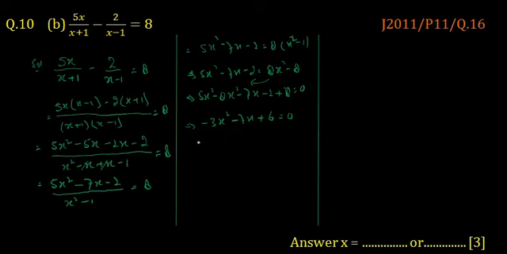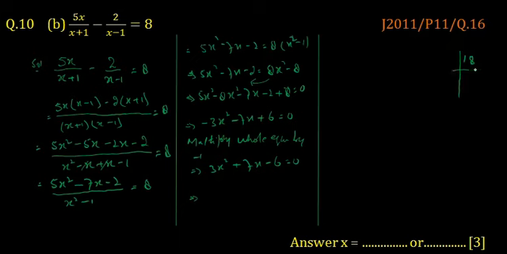So multiply the whole equation by minus 1, so it becomes 3x square plus 7x minus 6 is equal to 0. Actually there was minus 3x square, and we have to convert this into plus, so that we can conveniently solve it. So 6 multiplied by 3 becomes 18.